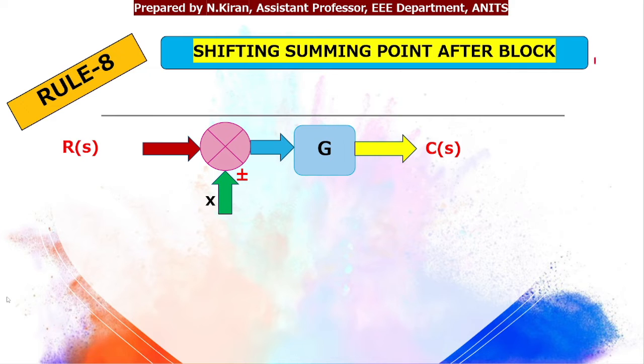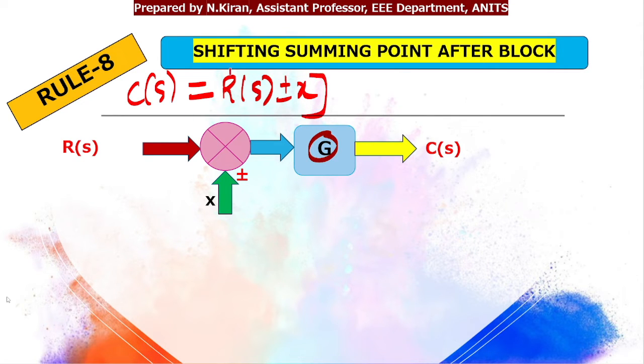Shifting summing point after the block. Here also let me write the C of S expression. It will be R of S plus or minus X, and that gets multiplied by G. So this is R of S into G plus or minus X into G.